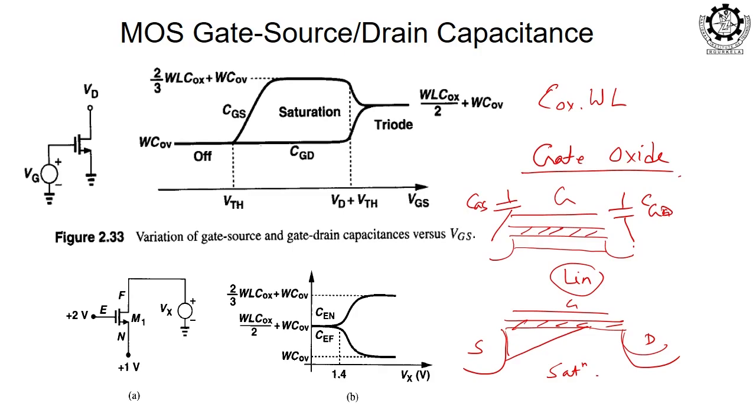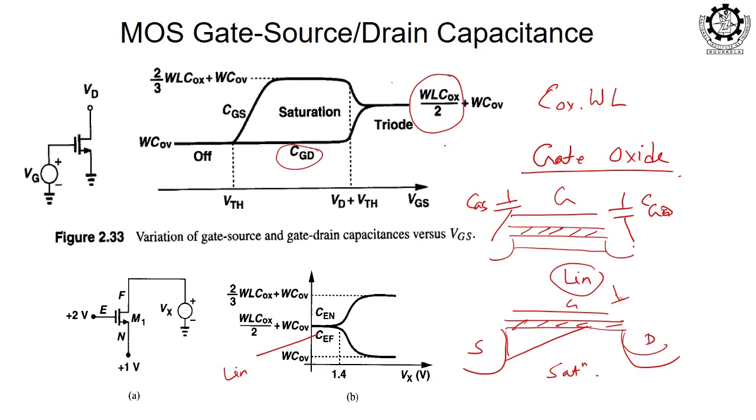We are considering that half of the weightage is at the source side, half of the weightage is at the drain side. So, you see, in linear region, my CGS and CGD are equal and their values are half WL COX. Now, you think of saturation region. In saturation region, suddenly this channel ends here. So, the CGD goes to 0.